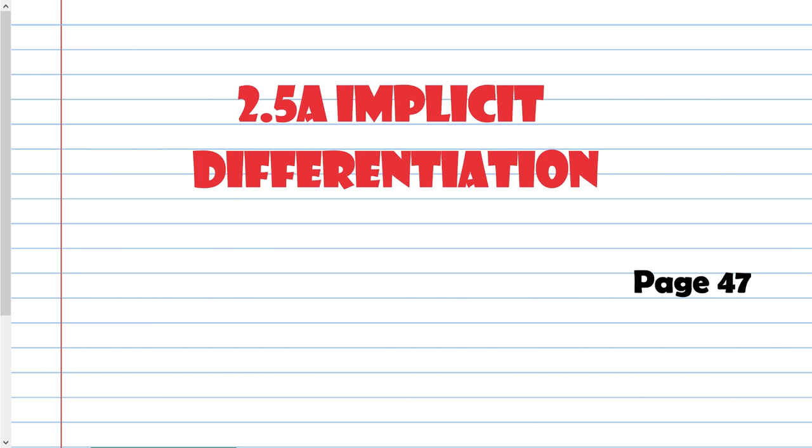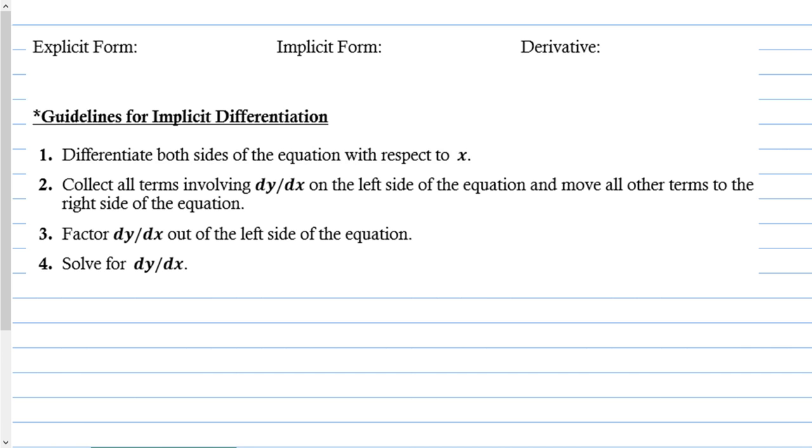2.5a, implicit differentiation. Okay, so explicit form is what you're used to. For example, in red, y equals x squared plus 3. This is explicit form. It's written out explicitly in terms of x. Y is defined as the function. It could be f of x, it could be y. And then x is the variable that we're deriving with respect to.